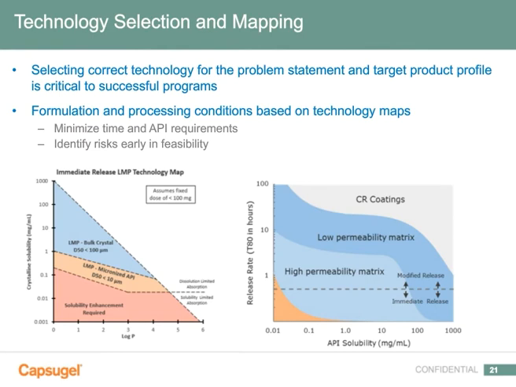So this slide here really highlights our approach for attacking a problem statement, so a lot of the technology selection. The figure on the left shows the sweet spot for LNP technology for the immediate release. These kind of technology maps are something we rely on quite heavily. The idea is leverage the previous experience to try and get to that ideal formulation relatively quickly without having to go through a lot of iterations in development.